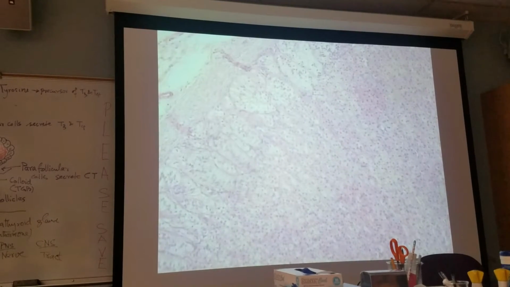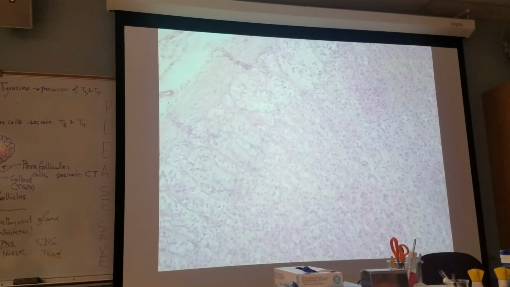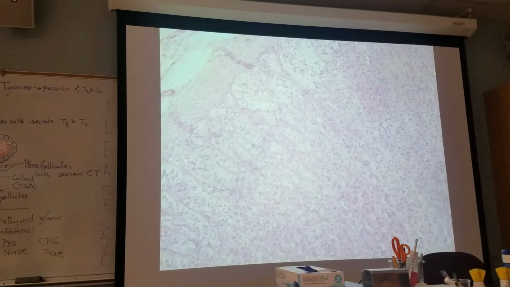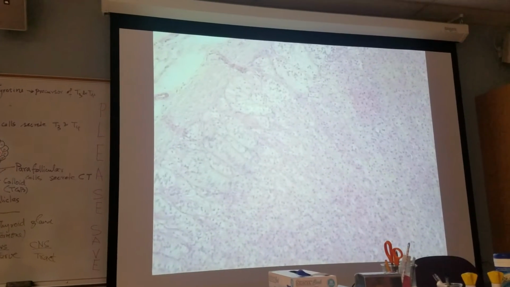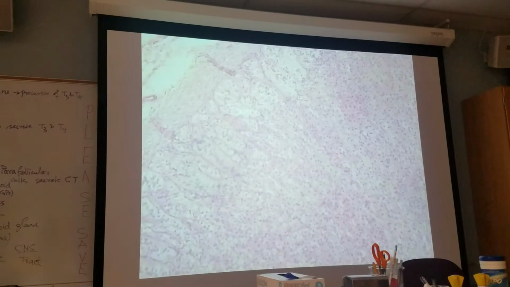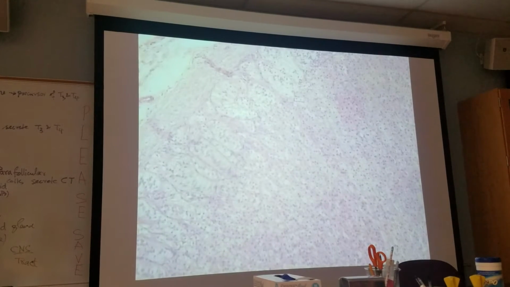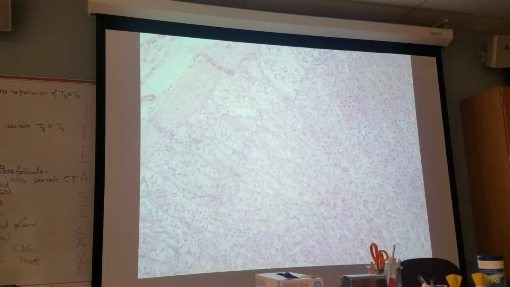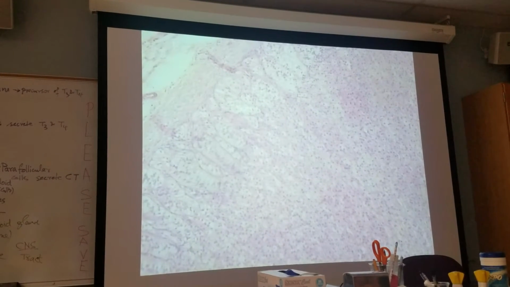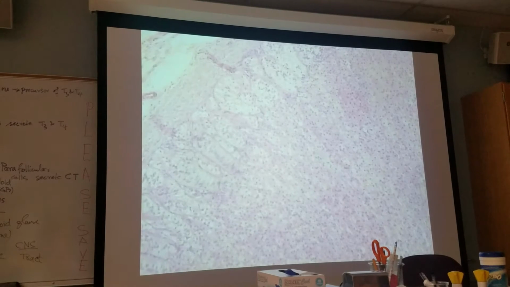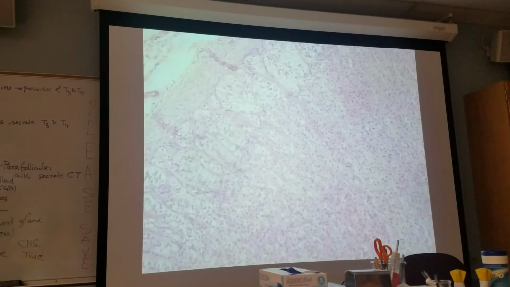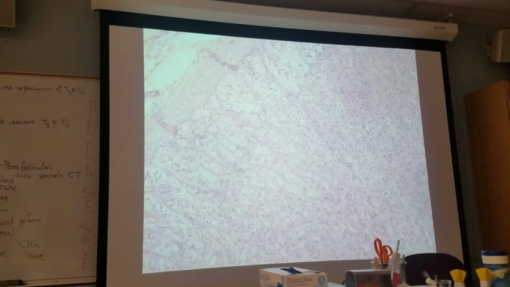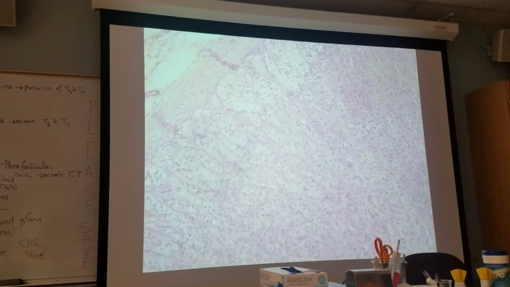It is a mineralocorticoid because it controls, it regulates the salt balance. Aldosterone targets the kidney. Aldosterone promotes sodium ion reabsorption and potassium ion secretion, just opposite. That's why it's a mineralocorticoid. It plays an important role in salt balance.